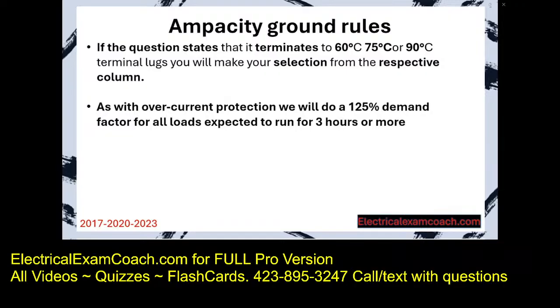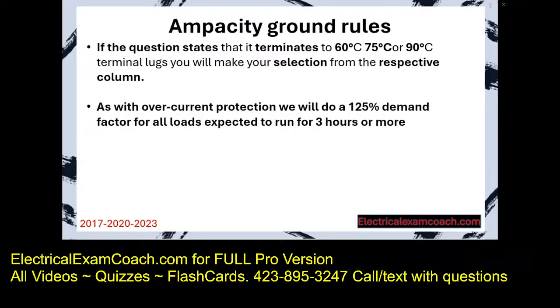Now let's lay some ampacity ground rules. Unless modified by a specific piece of equipment or another code, these rules will apply generally. If the question states that it terminates to 60, 75, or 90 degrees C terminal lugs, you're going to make your selection from that respective column. And as with overcurrent protection, we're going to do 125% demand factor for all loads that are expected to run for 3 or more hours. Remember our continuous load rule? That carries over into wire sizing as well.